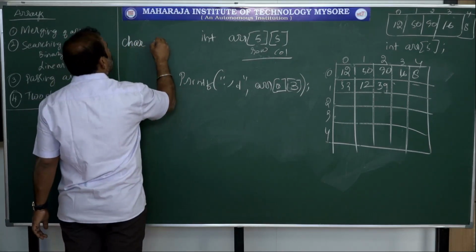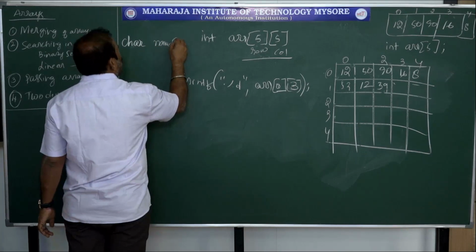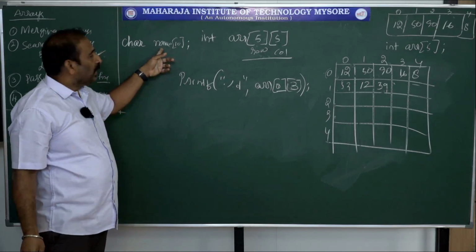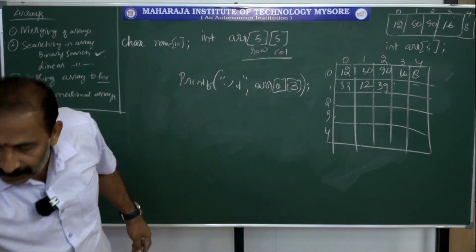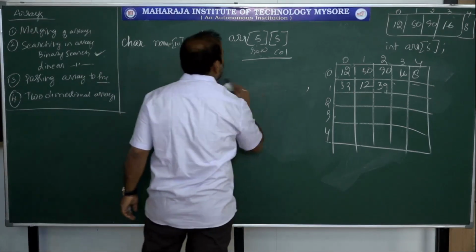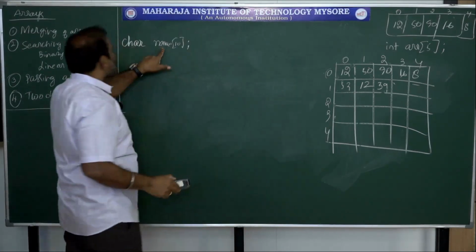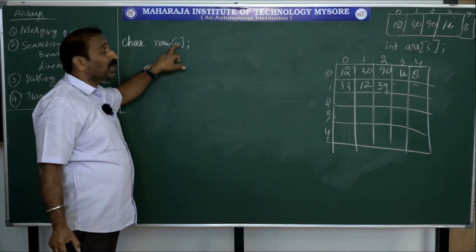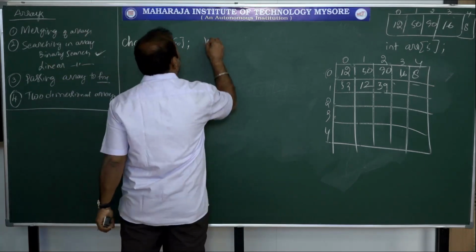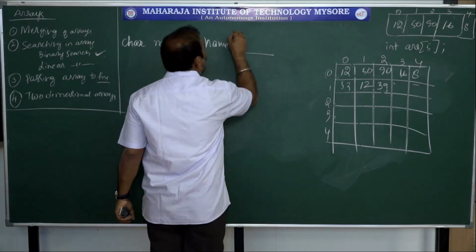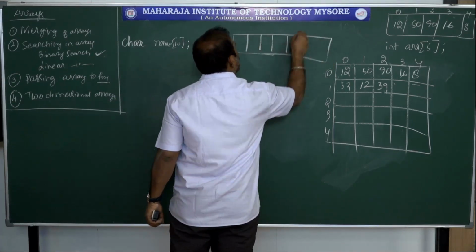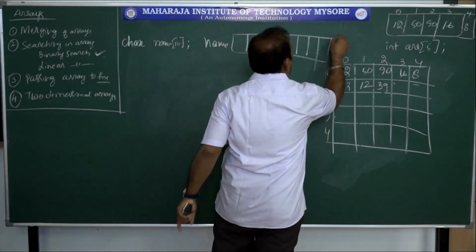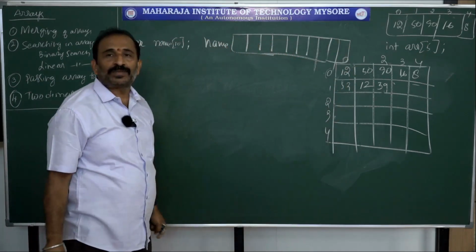Say how? Take this case. Character name 10. What does it mean? I am now declaring a variable called name, which is of type character. It can store 10 characters. You can see here, name is an array. It can store 10 characters, 1, 2, 3, 4, 5, 6, 7, 8, 9, 10. It can store like this.